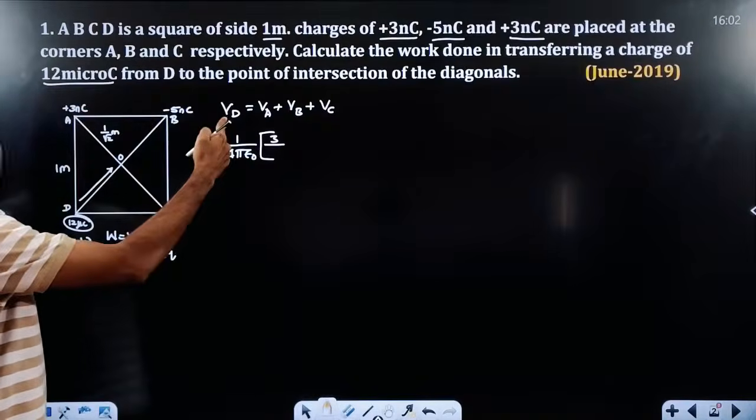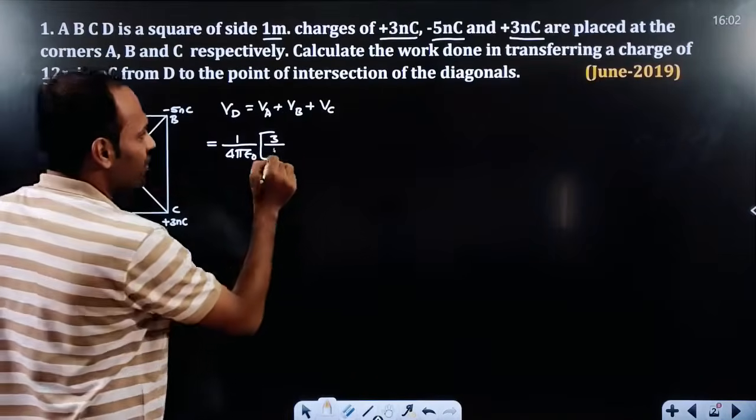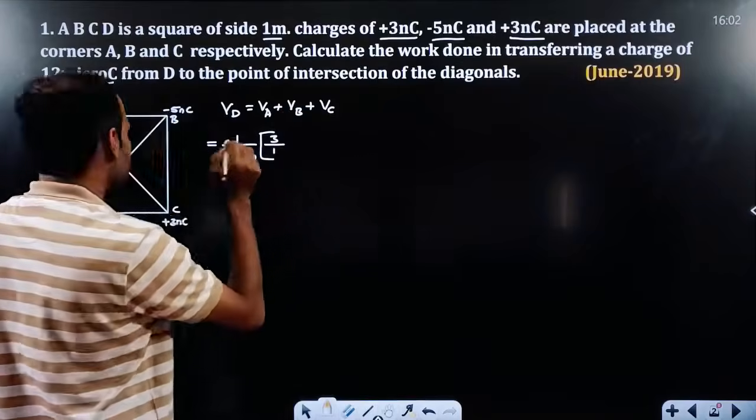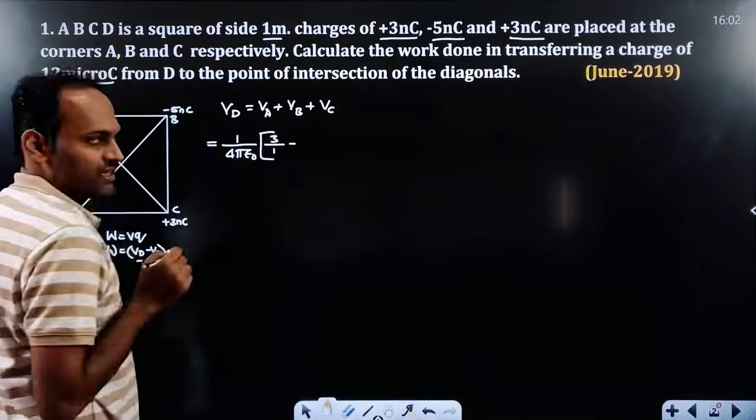Now we bring in the potential inside D, right? So the point D, what is the distance from it? 1 meter. I will take it as 1 meter. Next, potential due to the charge at B. At point B the charge is negative, so take minus.